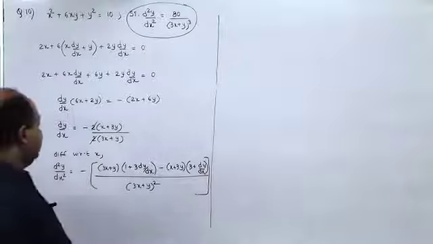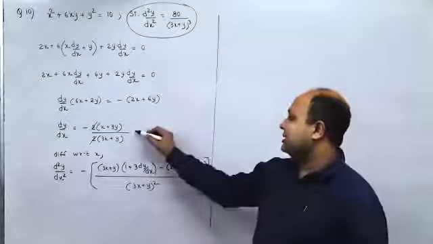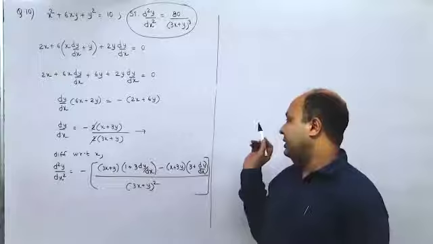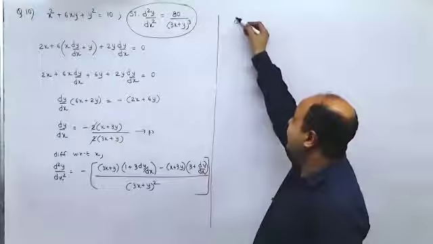Now instead of this dy by dx, I can write this term. So from 1 and 2, we can say d square.